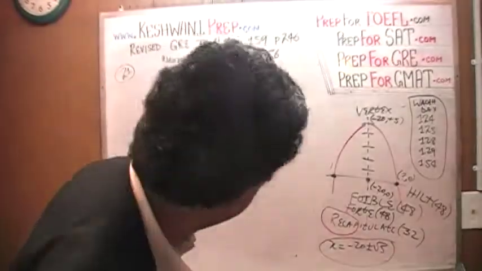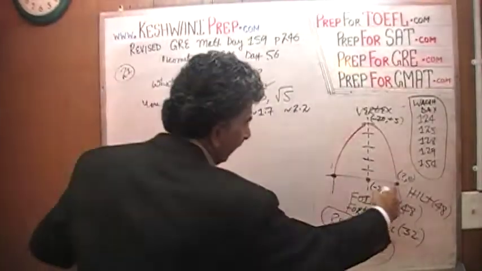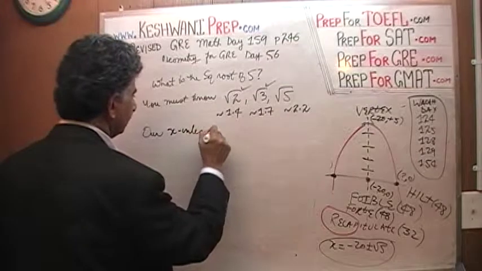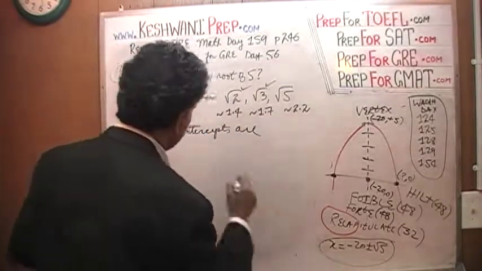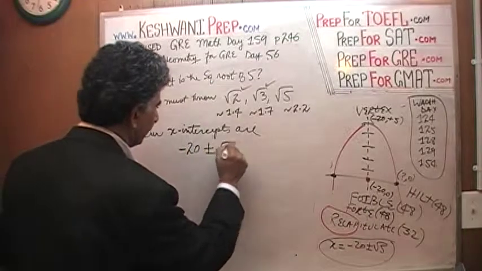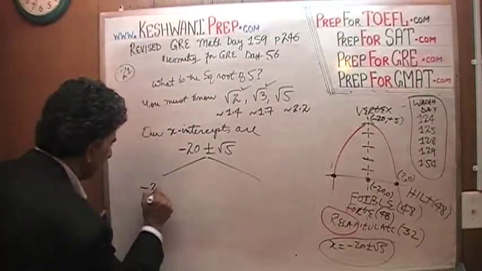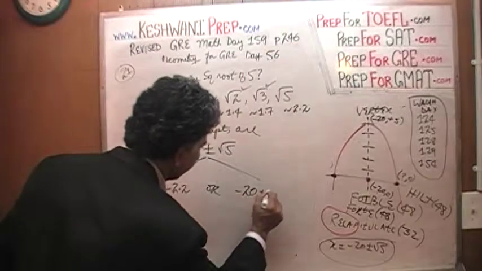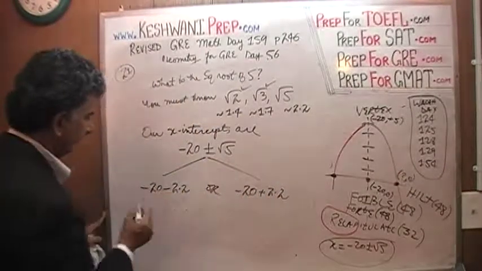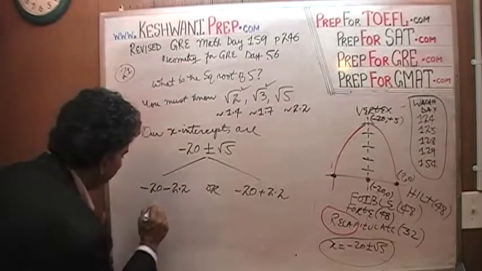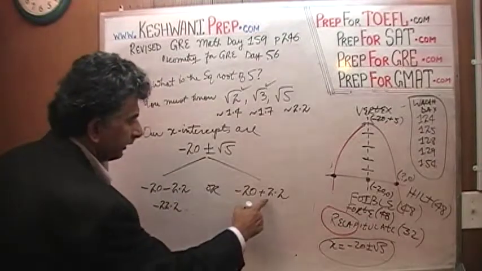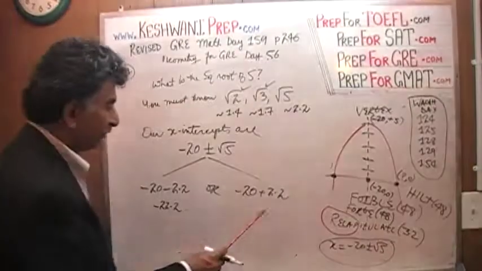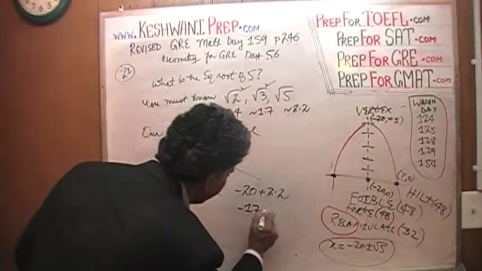We're going to use that information here. So our x-intercepts are negative 20 plus or minus root 5, which means negative 20 minus 2.2 or negative 20 plus 2.2. Negative 20 minus 2.2 is going to be negative 22.2. Negative 20 plus 2 would have been negative 18, but it's not 2, it's 2.2, so it's going to be negative 17.8.